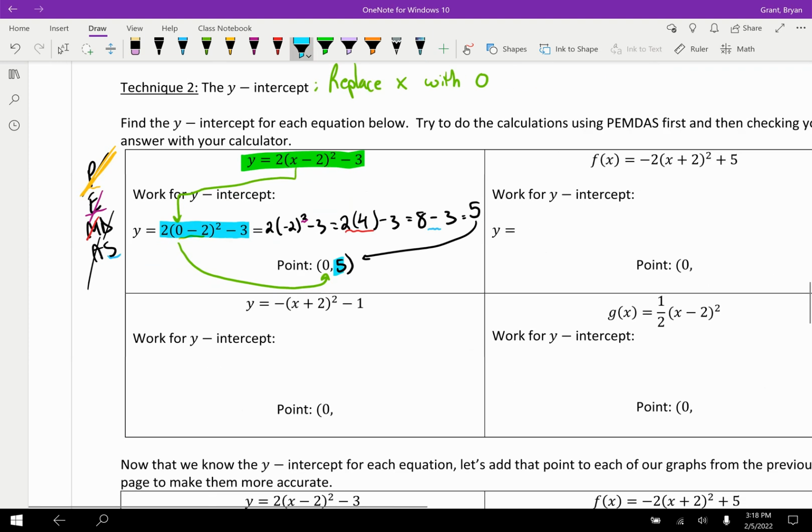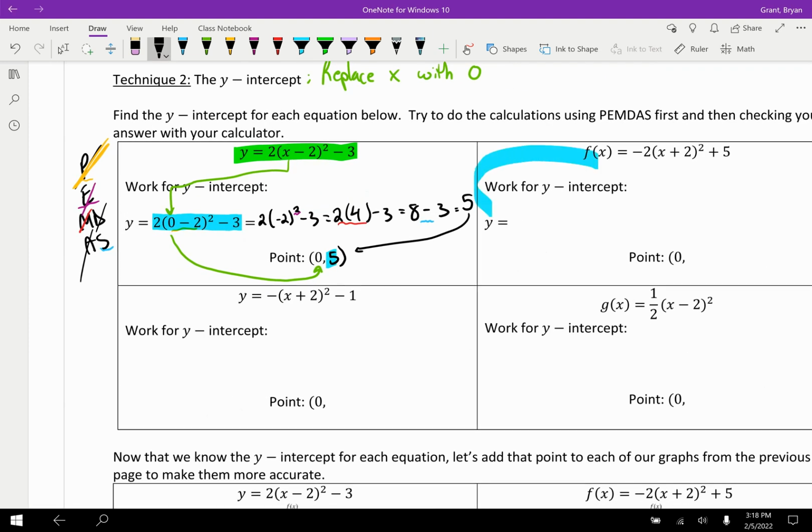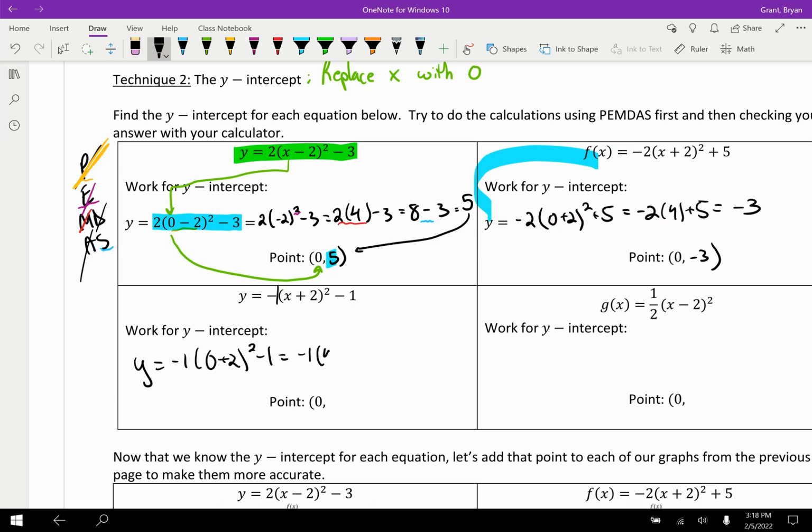All right, let's try the other couple. For this one, I changed the f of x to a y. There's no real reason not to. It just takes up a little less room, and then we need to replace the x with 0. You can try to match me with your calculator, but I bet I'll probably be faster. 0 plus 2, 2 squared is 4. Negative 8 plus 5 is negative 3. Next one, it might help you to put in that invisible 1 there. So we have negative 1 times (0 plus 2) squared minus 1. 2 squared is 4. Negative 4 minus 1 is negative 5.